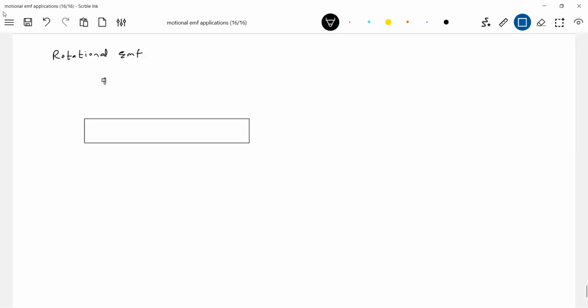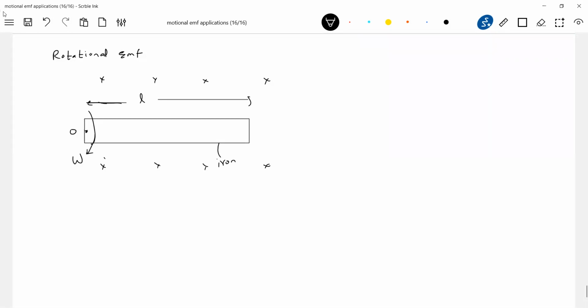B bar everywhere is into the plane, and this is a rod which is hinged about O. Let L be the length of the rod. It's a conducting rod. So what is the EMF generated across the rod?